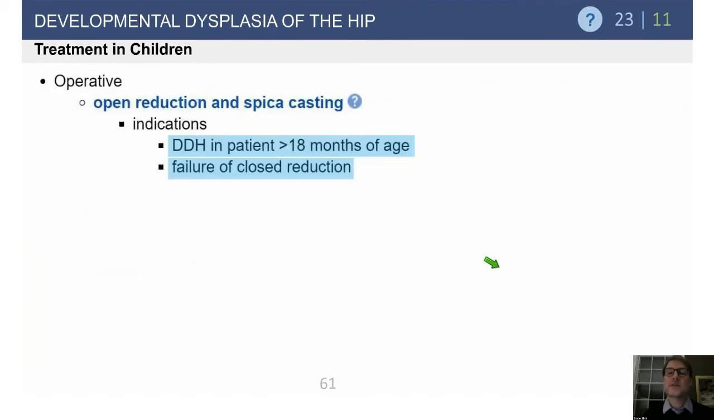So for example, I don't see the x-ray coming up. Sorry about that.